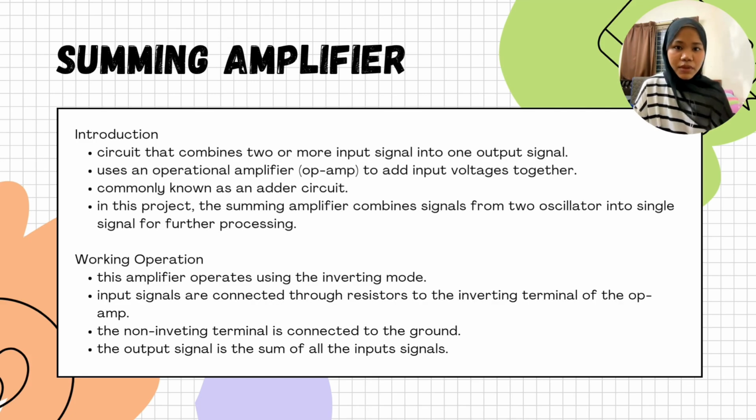Next, I will explain the working operation of this summing amplifier. This amplifier operates in inverting mode, and the input signals are connected through resistors to the inverting terminal of the op-amp, while the non-inverting terminal is connected to ground. So the output signal produced is the sum of all the input signals.